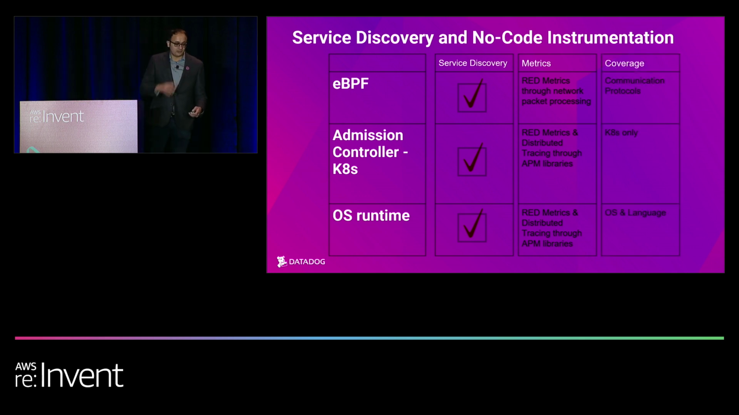And then there is coverage, right? eBPF would work for certain communication protocols, admission controller would work for Kubernetes, and OS runtime would work for certain operating systems and certain languages. All 3 of these capabilities are in public or private beta. So after the talk, we would love to work with any one of you starting your observability journey, where you can try instrumenting applications on the fly and basically help us harden these offerings as we GA them.